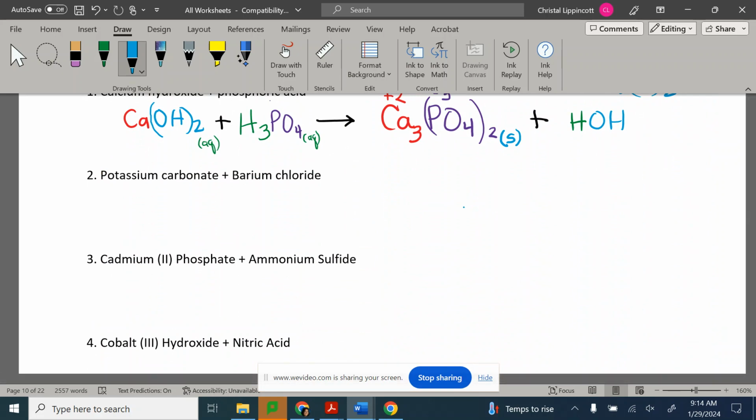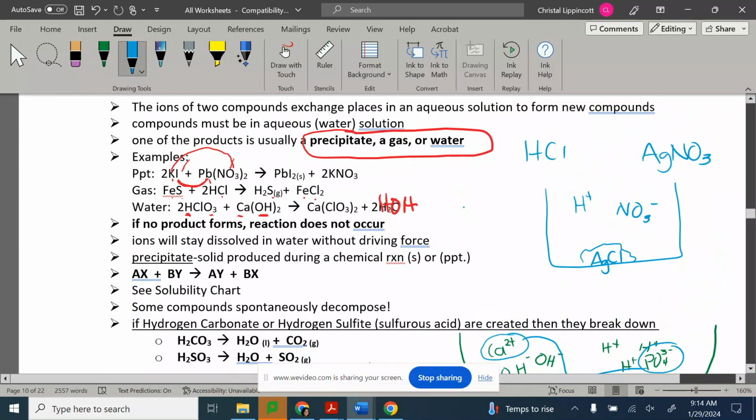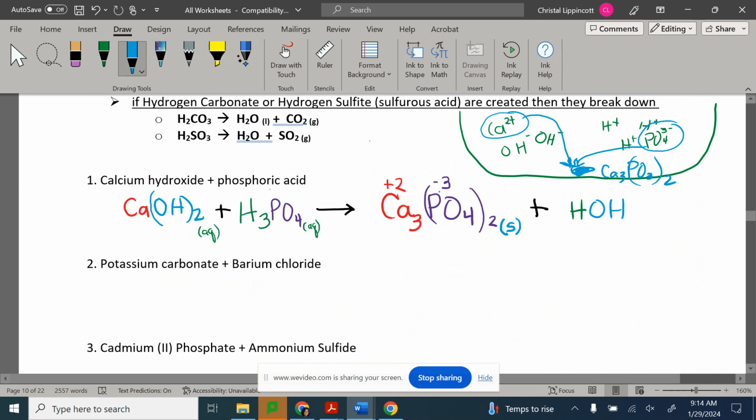Okay? So at the end of this reaction, you have to go back and see: did I form a precipitate, gas, or water? This reaction is actually going to run for two different reasons. Because you created a precipitate, which is this solid, it'll run. Because you created water, that's an L, it will also run. So this reaction is going to happen.